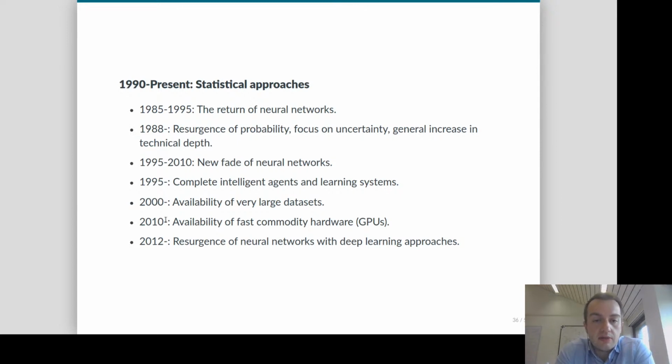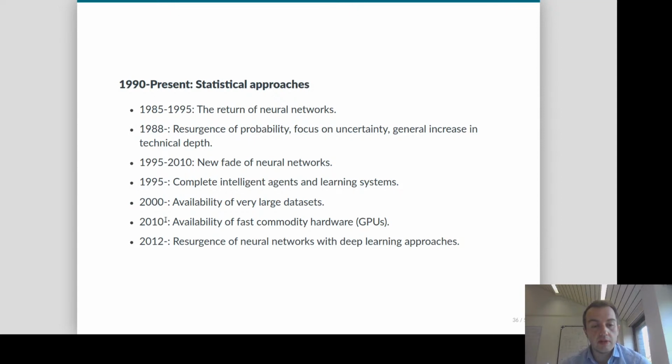Unfortunately, this return of neural networks quickly faded. So from 95 to 2010, almost no one was working on neural networks because there were other tools that were more fashionable at the time for machine learning. But again, these tools eventually showed their limitations, and these limitations have been overcome by neural networks eventually.